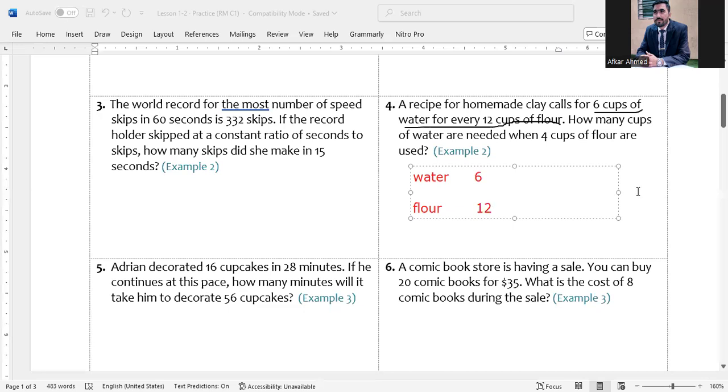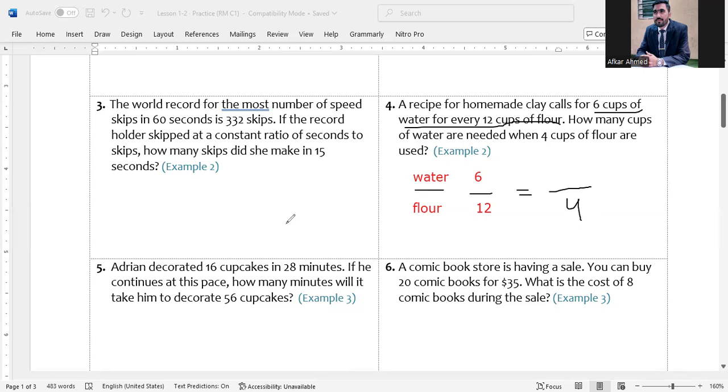Same we are doing, but only one thing will change: it will be the backward scale, I will tell you. So this one is the fraction, water to flour, and this one is also a fraction. Now we will check which one is missing and which one is given. The second part of the question asks how many cups of water are needed when there are 4 cups of flour. It means you need to find the number of water cups if there are 4 cups of flour.